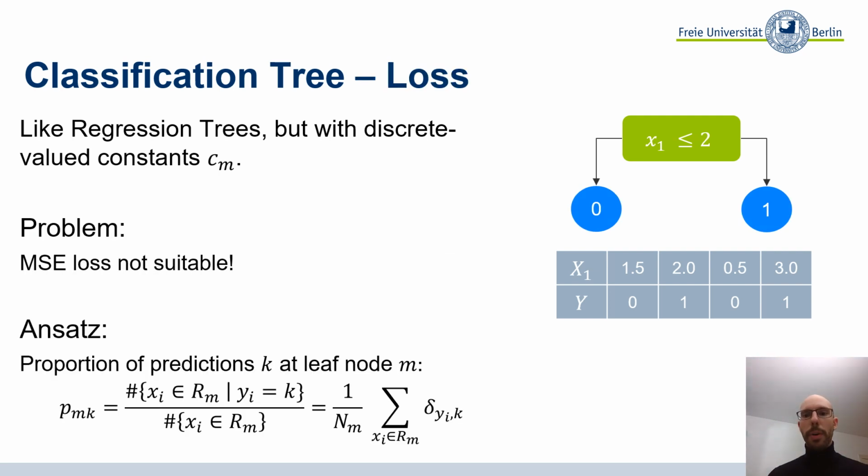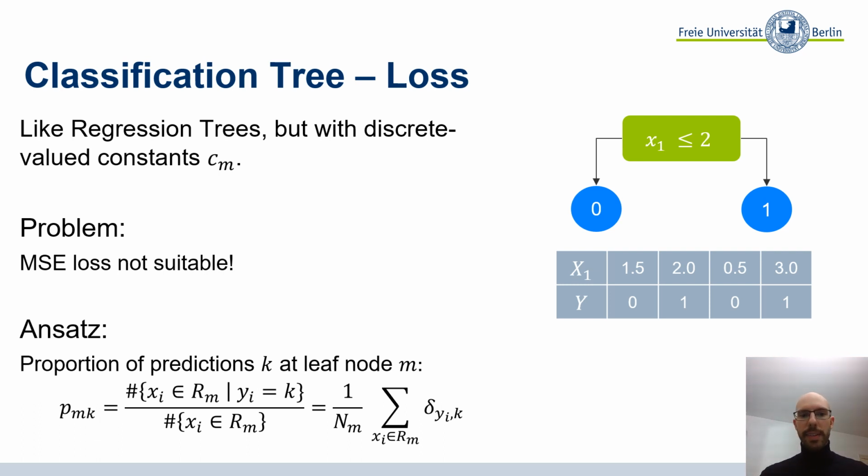However, now we have a problem because we're using discrete valued constants Cm, and we have a discrete valued predictor, but we're still using mean squared error loss, which is not really suitable for classification problems. So we need to deal with this. And how do we do this?